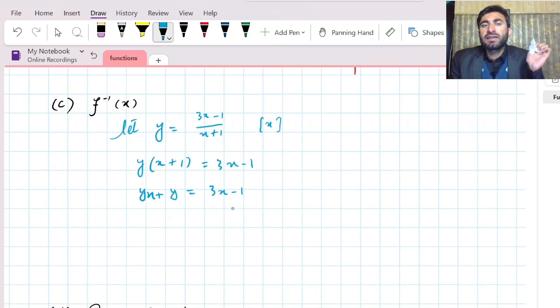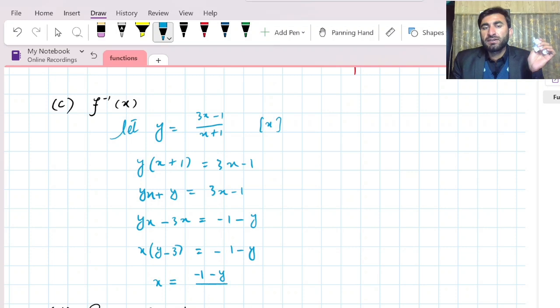In next step, collect the terms with x on the left hand side and all other terms on the right. So it will become yx minus 3x equals minus 1 minus y. All right, on the left hand side we can take x common, so it will become x times y minus 3 equals minus 1 minus y. Now we can just separate x because the multiplicand y minus 3 can be divided on the other side. x equals minus 1 minus y divided by y minus 3. Now we have just changed the subject of the formula.